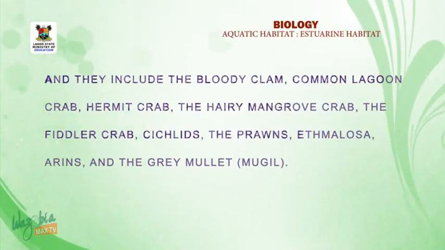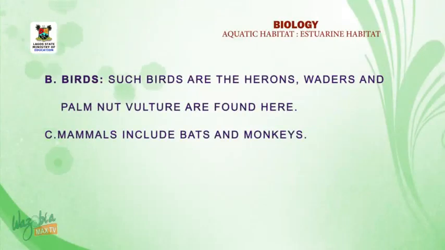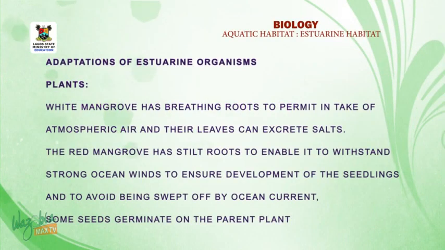Then another group of animals are birds. Examples of birds that can be found here include herons, waders, and palm nut vulture. Those are the birds that you can see at the estuary. Then mammals, we have mammals like bats and monkeys. Now, let's look at the adaptations of estuarine organisms. That is, adaptive features of estuarine organisms.